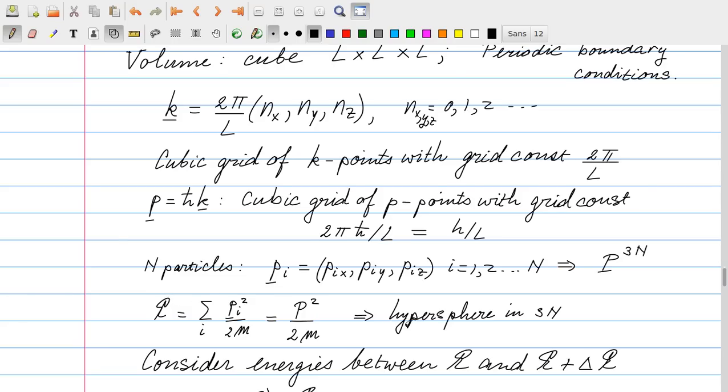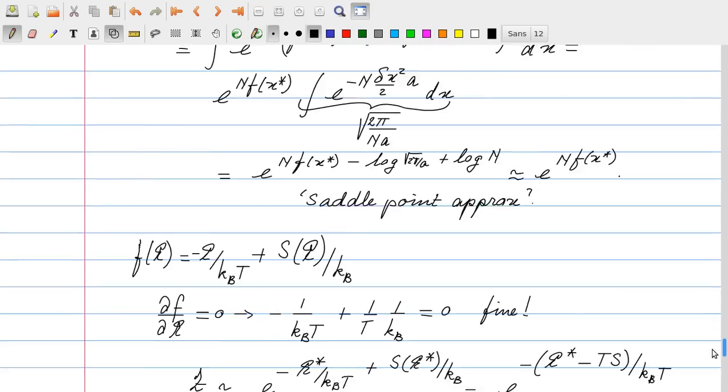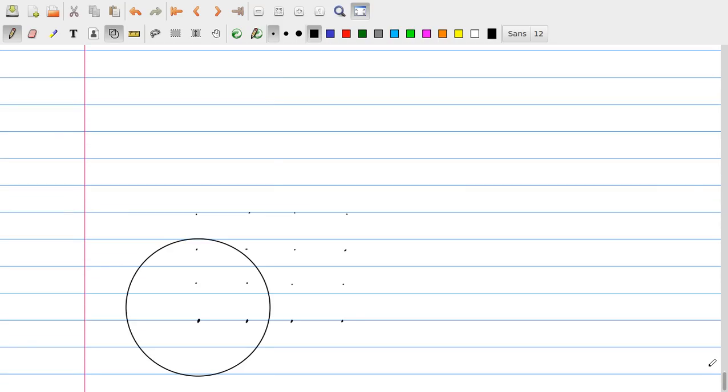Remember that we had to count how many states there were available at this particular energy, so we have to look at the number of points on the cubic grid where the hypersphere in 3N dimensions passes through. But now we have a problem, and that problem is indicated here. So this is a two-dimensional grid, and it has a certain grid constant, and I draw a circle. But the sphere is infinitely thin, the points are infinitely small, and so the intersection generally is 0.